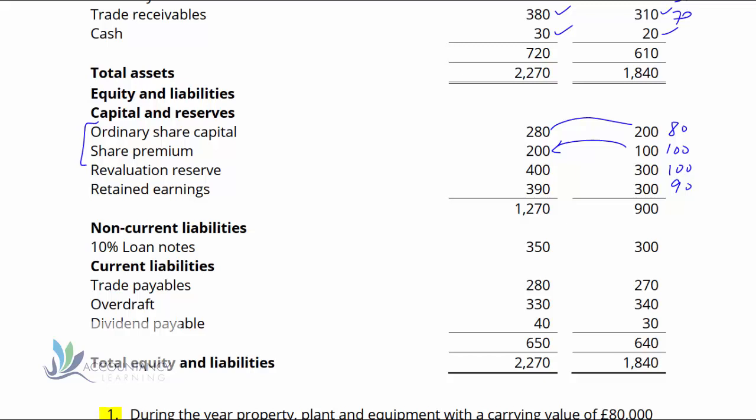They may not be the same because there may be some dividends, for example, which might explain the difference between the change in retained earnings and the profit for the year. Now in this case we don't have a profit and loss account, so what we'll need to do is derive the profit from this movement of 90.